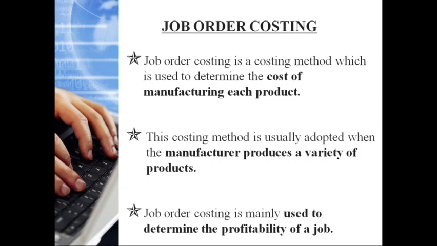So for each and every product, if you're going to find out the cost separately, then such costing method is called as job order costing. And why do we actually find out this is because in order to know the profitability of each and every job that is involved by the organization.